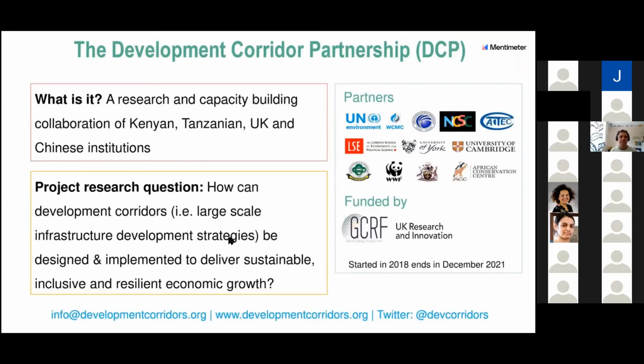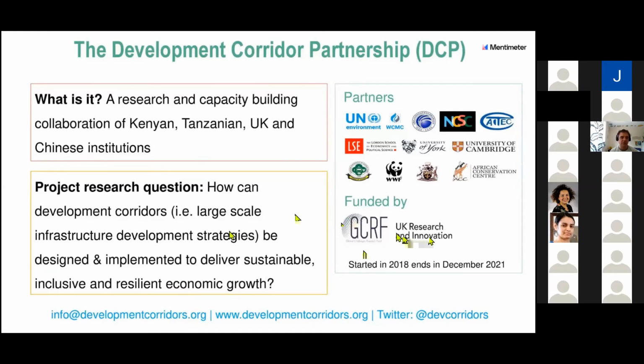Hello everyone, my name is Diego Jufe. I'm a researcher and data manager in the United Nations Environment Programme World Conservation Monitoring Center in Cambridge, and we are managing the Development Corridors Partnership DCP project. This is a GCRF funded project. It started in November 2017, I think. I joined in April 2018, and it finishes in December 2021.